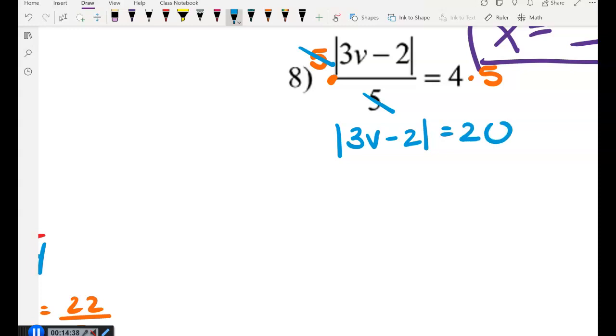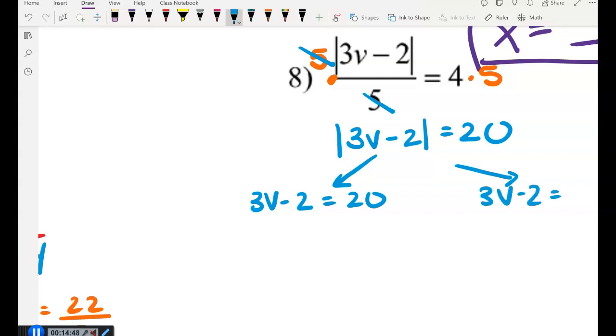All right, Sean M. 2 equations. 3v minus 2 equals 20. And then 3v minus 2 equals -20. Yes, good job. Okay, you guys solve for it. Once you guys have your answer, again, confirm with your team before you box it up.